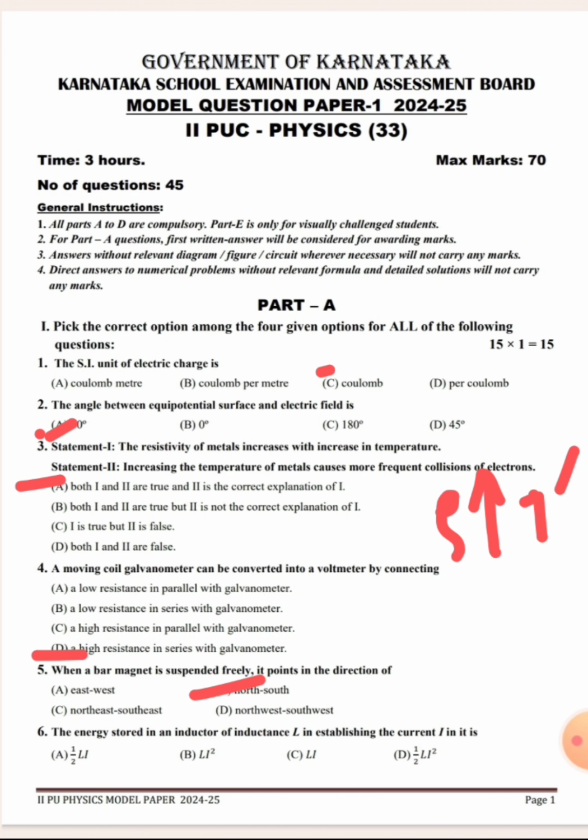The energy stored in an inductor of inductance L in establishing the current I in it is half L I square. It is comparable with half m v square. Half m v square is the kinetic energy of a body of mass m moving with velocity v. So here the energy stored in the inductor is half L I square.